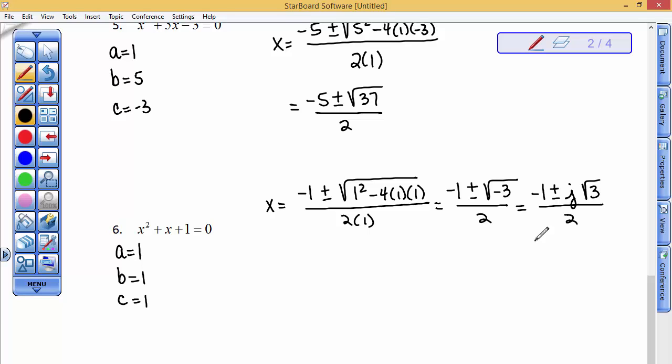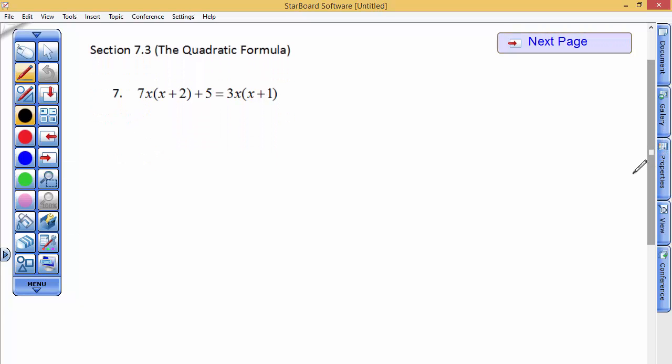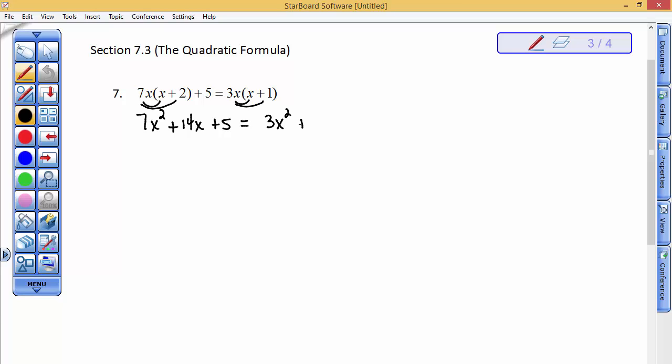Let's talk about number 7, but then solve number 8, and then go to a story. So let's see here. I'm so surprised I haven't come up with one that has an answer of 0. I might have to make up one here in a minute because I don't see one. Be sure to distribute. We've got 7x squared plus 14x plus the 5. On the right side, we have 3x squared plus the 3x.